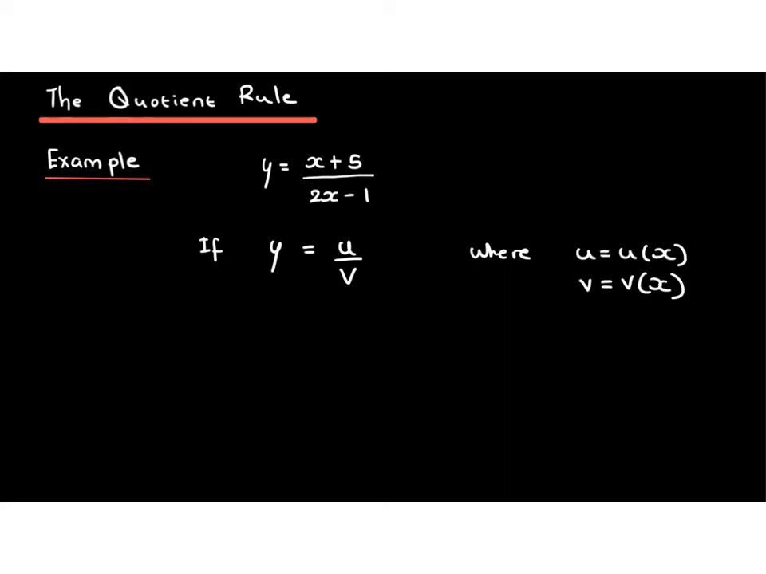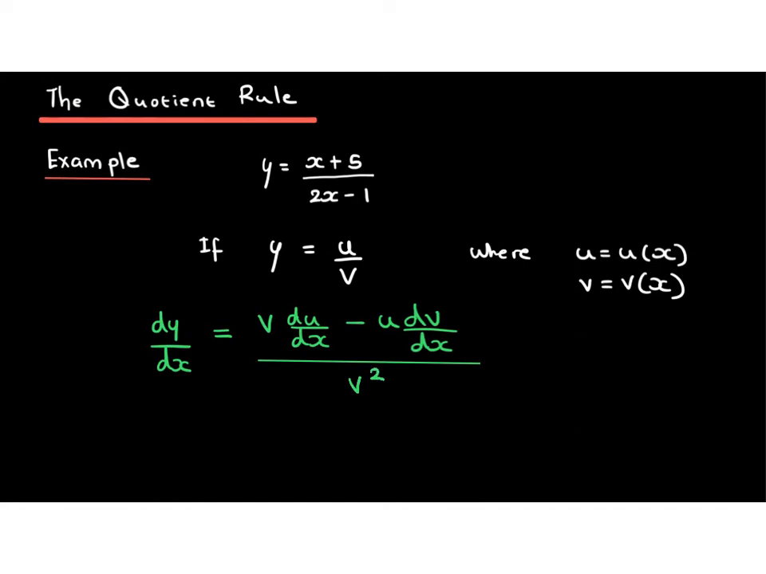Now, as we've done previously, we're going to introduce what the rule is, and we'll then look at using it. So if y equals u over v, where u and v are functions of x, then the quotient rule tells us that dy by dx, the derivative of y with respect to x, is equal to v multiplied by du by dx, take away u multiplied by dv by dx, all divided by v squared.